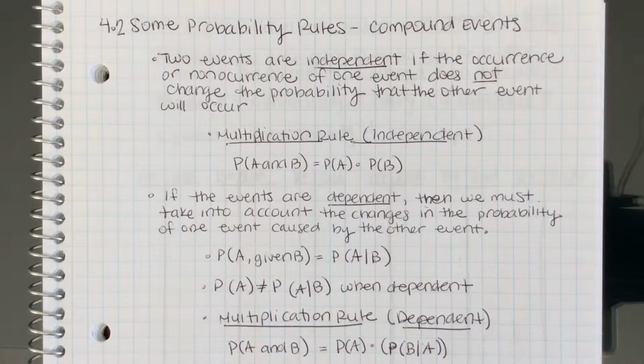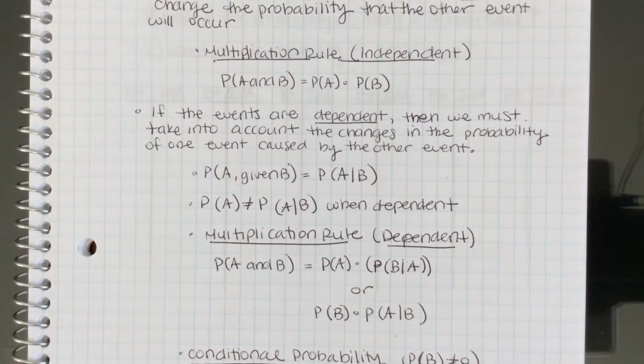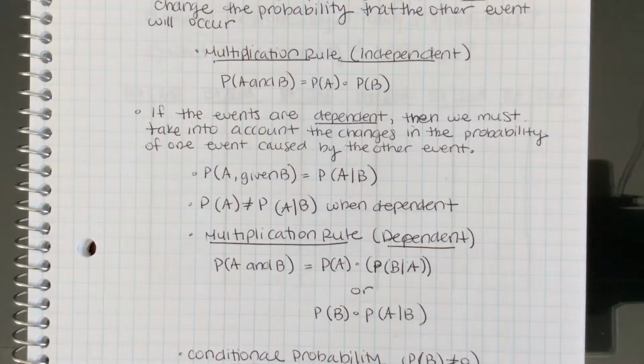4.2, probability rules of compound events. So two events are considered to be independent if the occurrence or non-occurrence of one event does not change the probability that the other event will occur. So for independent events, the multiplication rule for finding the probability that A and B will both happen is just the probability of A multiplied by the probability of B.